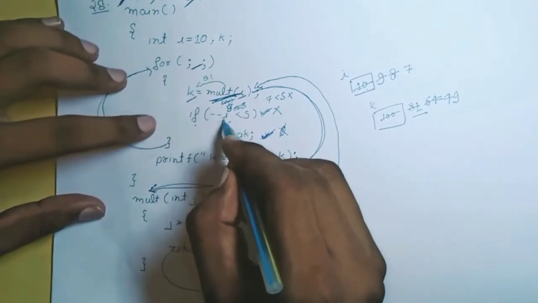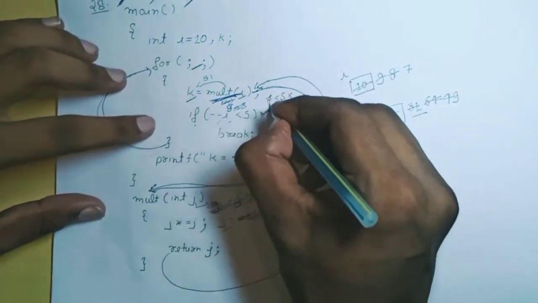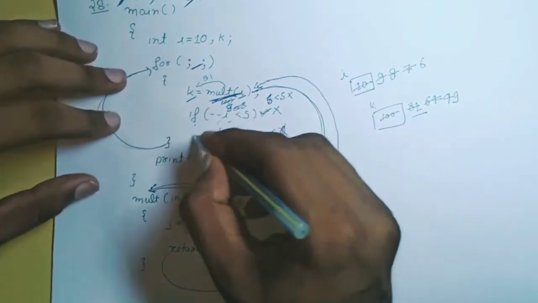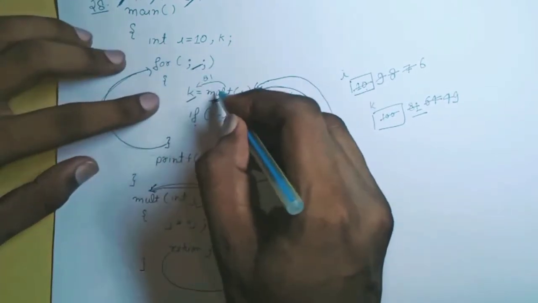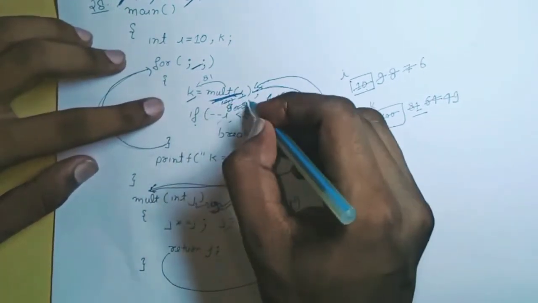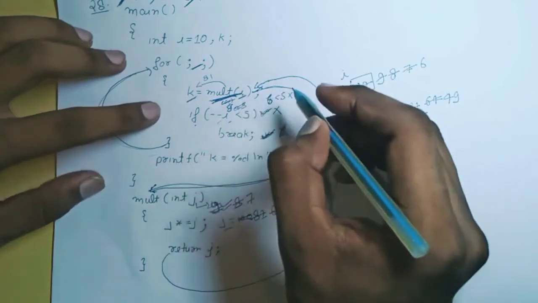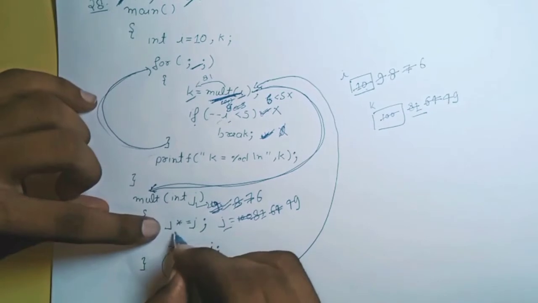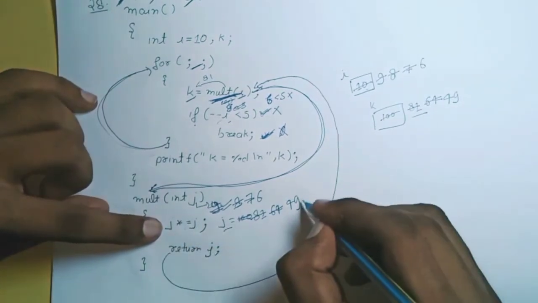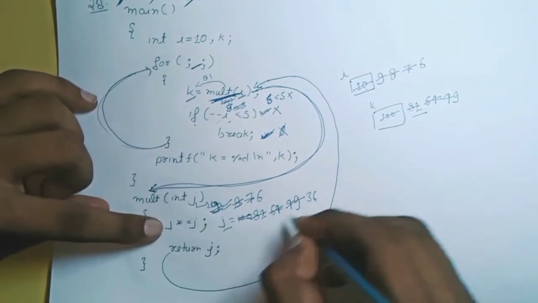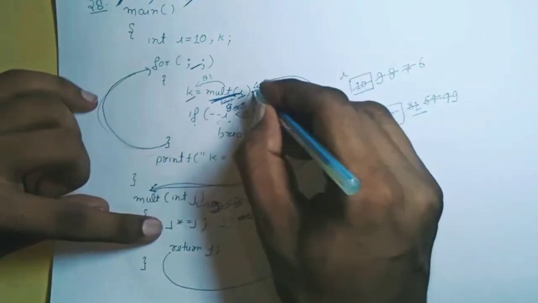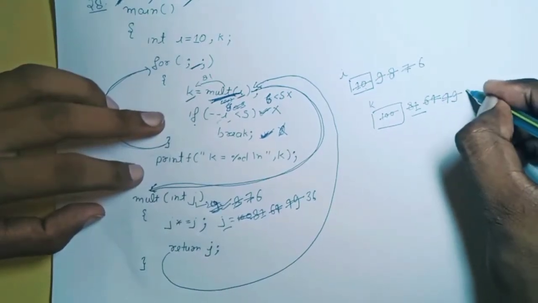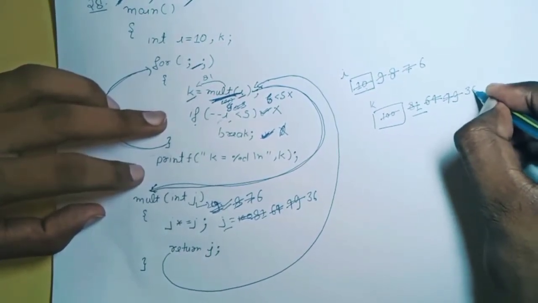Here we again check the pre-decrement of I, which means 6 is less than 5. Obviously 6 is not less than 5. The control comes to the for loop again, and this function is called on the value of I, which is now 6. The value of j is 6, and we get the value 36 from this function, and this 36 is returned and stored in the variable k. So in place of 49 we now have 36.